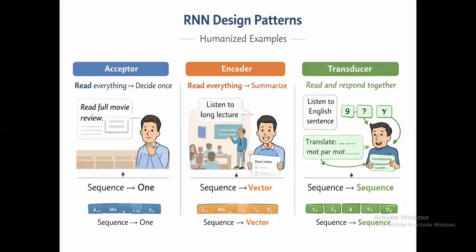Hope everyone understood about these design patterns of RNNs. The types are acceptor, encoder, and transducer. The remaining things we'll discuss in the next lecture.